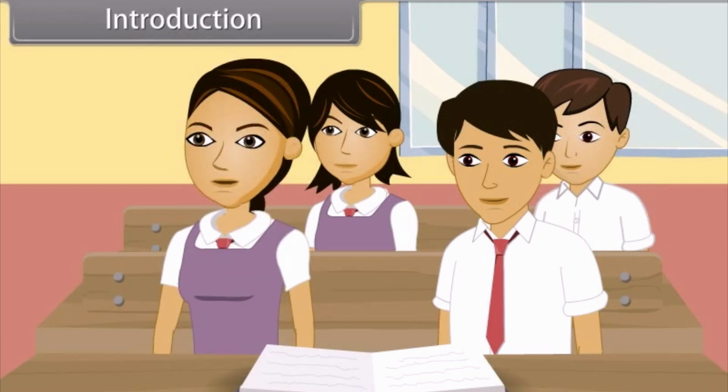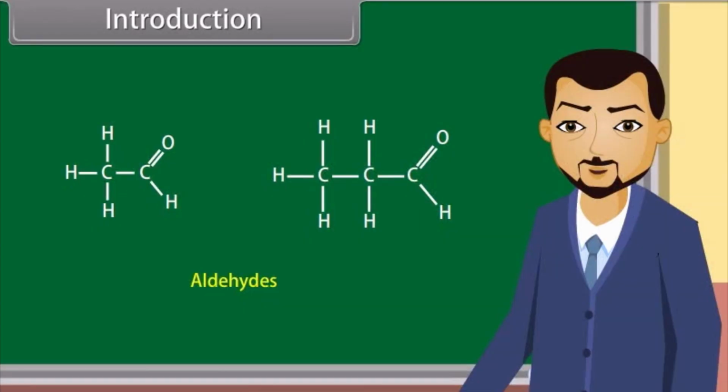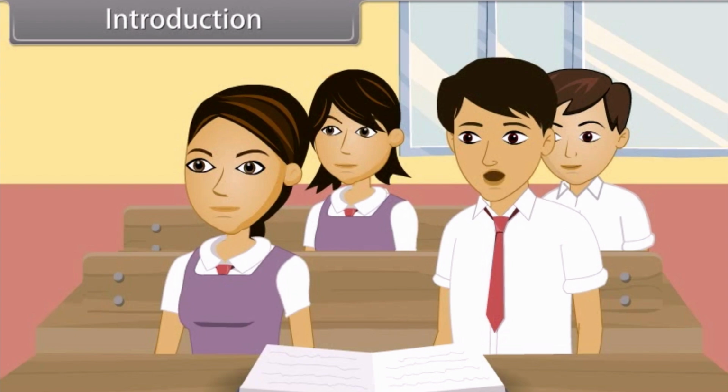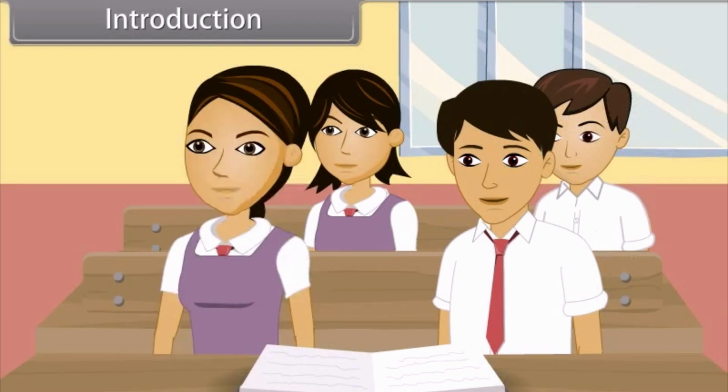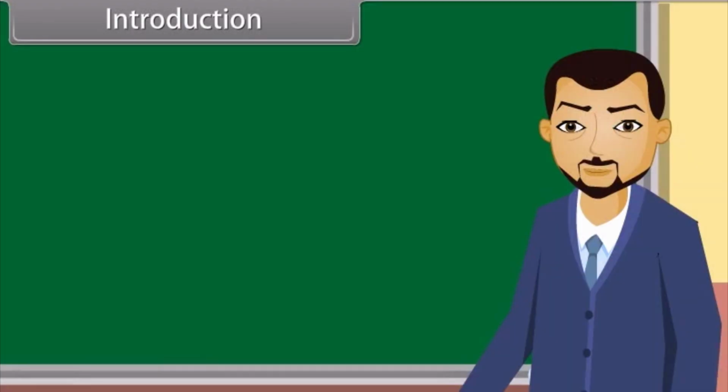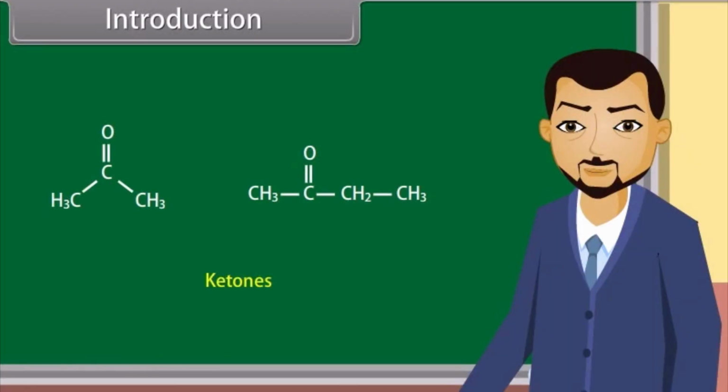Teacher, what are aldehydes? Aldehydes are the organic compounds containing the aldehydic group at the end of a hydrocarbon chain. What is aldehydic group, teacher? Aldehydic group is a functional group defined as CHO. Now, can anybody tell me what are ketones? Yes, teacher. Ketones are the organic compounds in which a carbonyl group is bonded to two carbon atoms. Very good, Ritu. In this lesson, we will learn more about aldehydes, ketones and carboxylic acids.